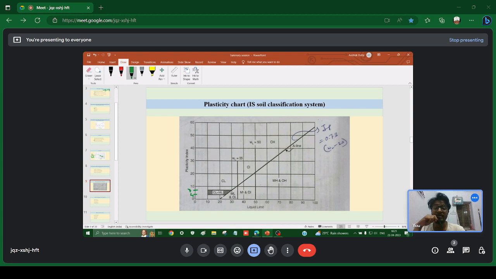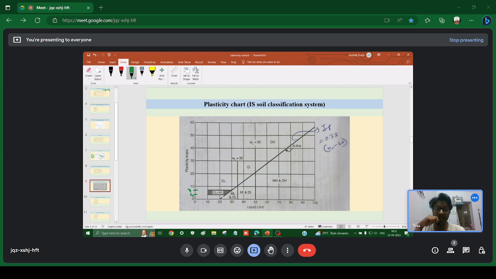Now, this line is called the A line, and the equation for the A line is IP equal to 0.73 (WL minus 20). Above this A line we have inorganic soil, and below this A line we have organic soil. Now, again, there are two partitions at liquid limit of 35 and 50. Below 35, we have soils of low plasticity. Between these two, we have intermediate plasticity, and above 50, we have high plasticity.